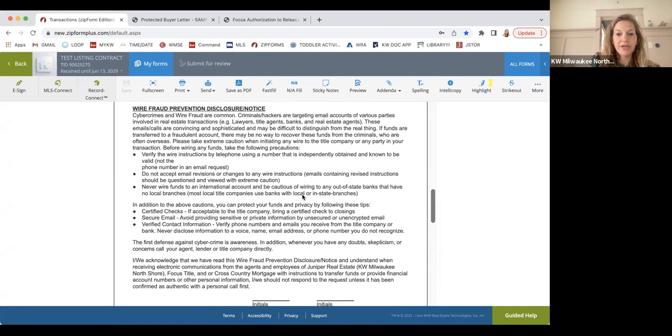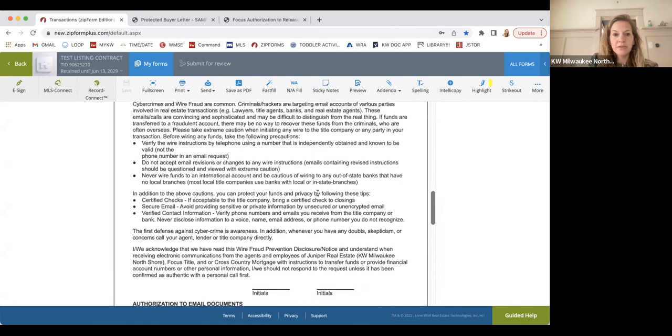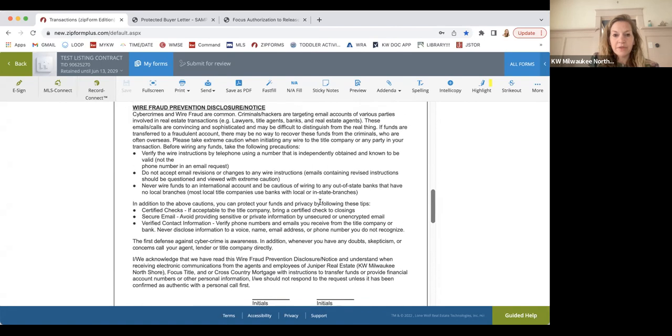And we want to make sure that we are not acting as a pass-through when it comes to delivering wiring instructions. We would never, ever be a part of delivering wiring instructions. And I just want to make sure that's understood and clear. We have been a victim of wire fraud before, and to the tune of hundreds of thousands of dollars. So it's real, and we need to take it seriously.